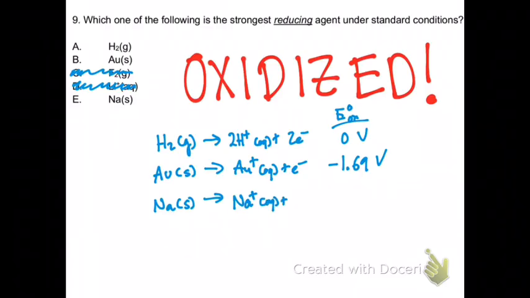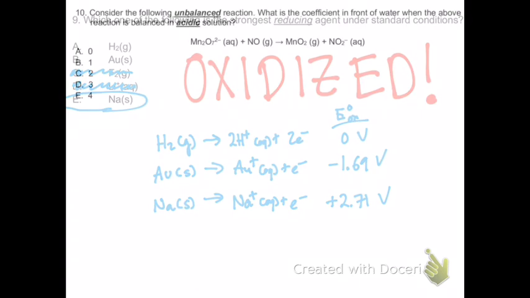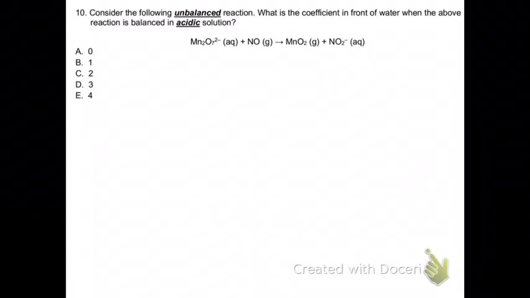Solid sodium is readily oxidized, and that has a positive 2.71 volt potential. So this is going to be our answer here. The solid group 1 metals love to be oxidized, so they make for very, very good reducing agents. All right, now we're balancing a redox reaction in acidic solution.